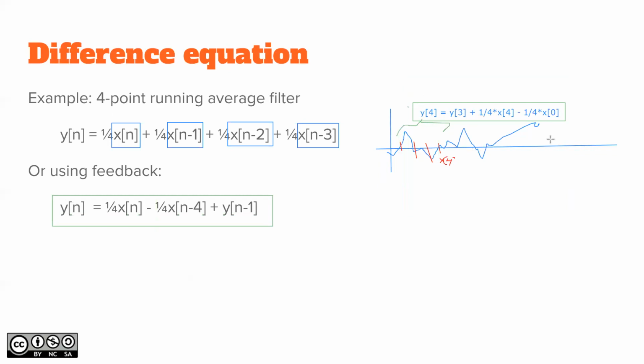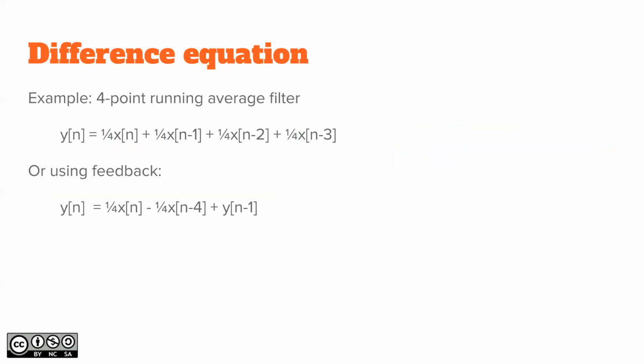What is the real difference? Actually, on a 4-point running average filter, you don't need more than 2 operations, 1 addition and 1 subtraction, if you are using this feedback. So basically what I'm telling here is that the difference equation is just a formula to calculate the output. It is not unique.